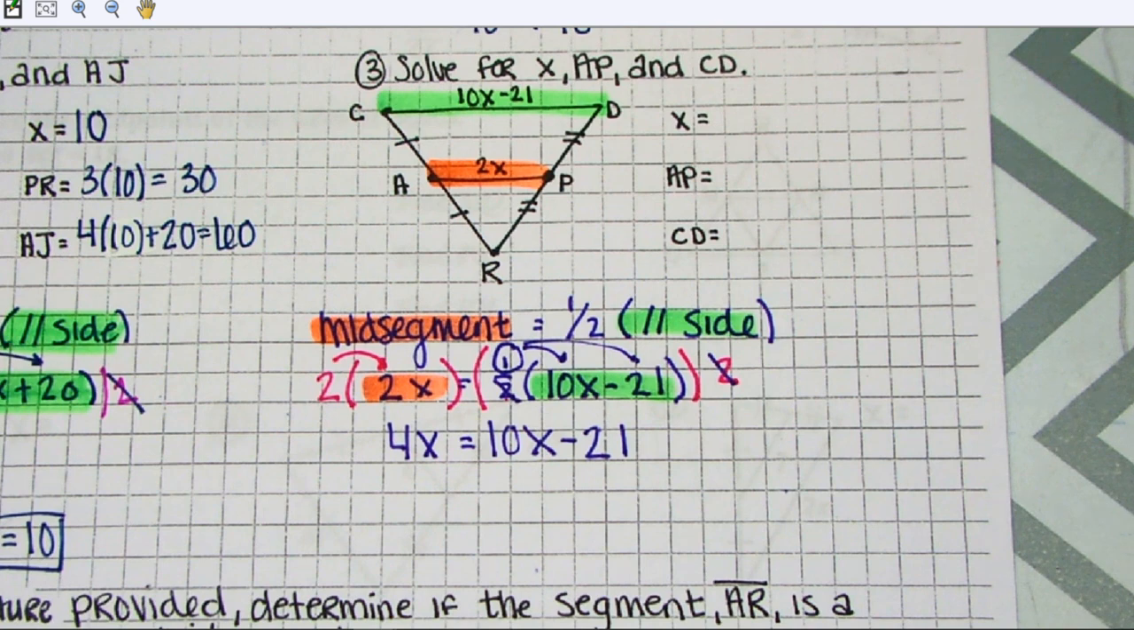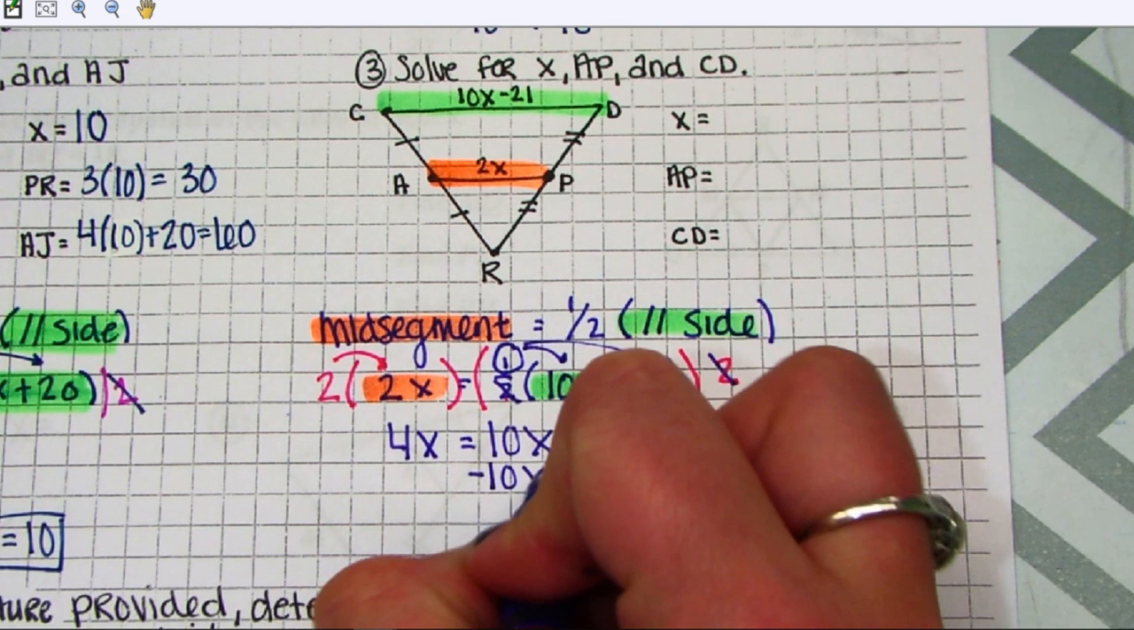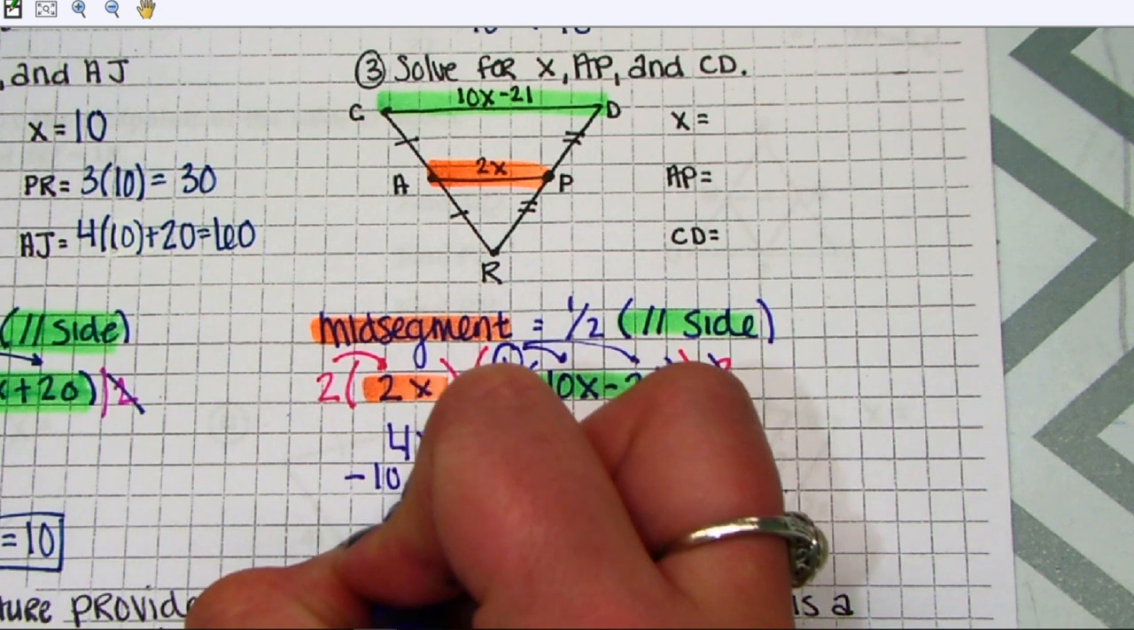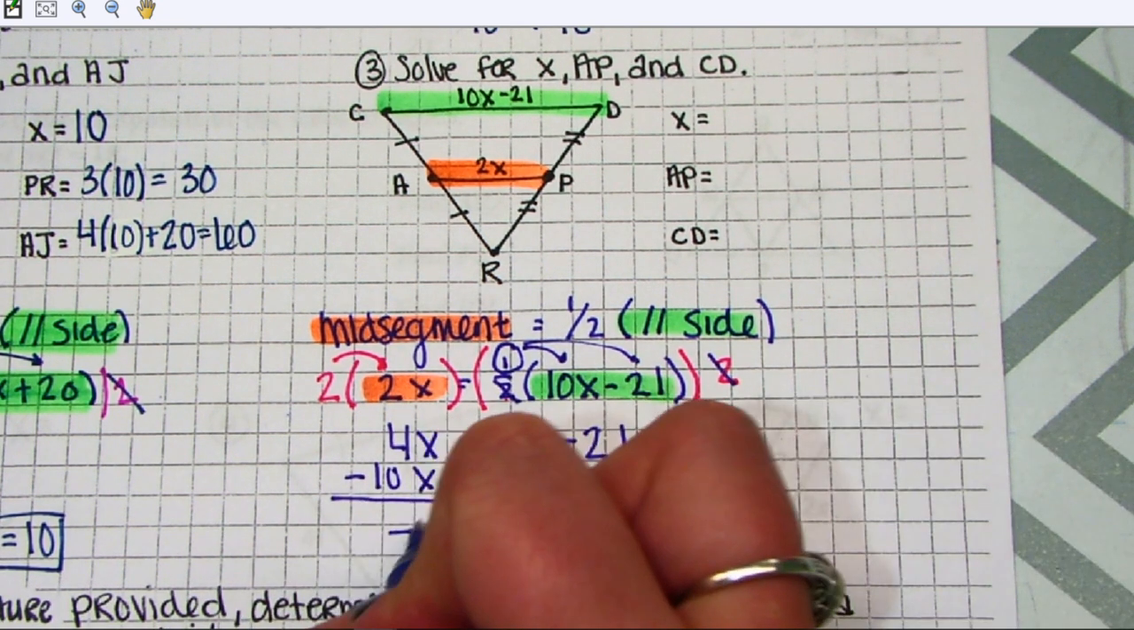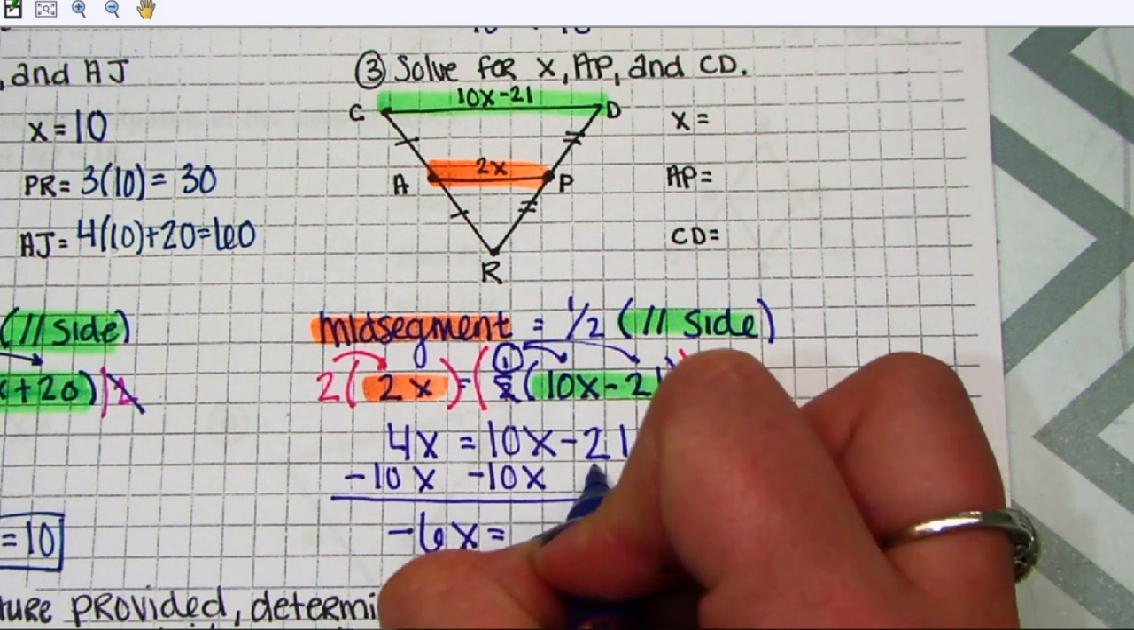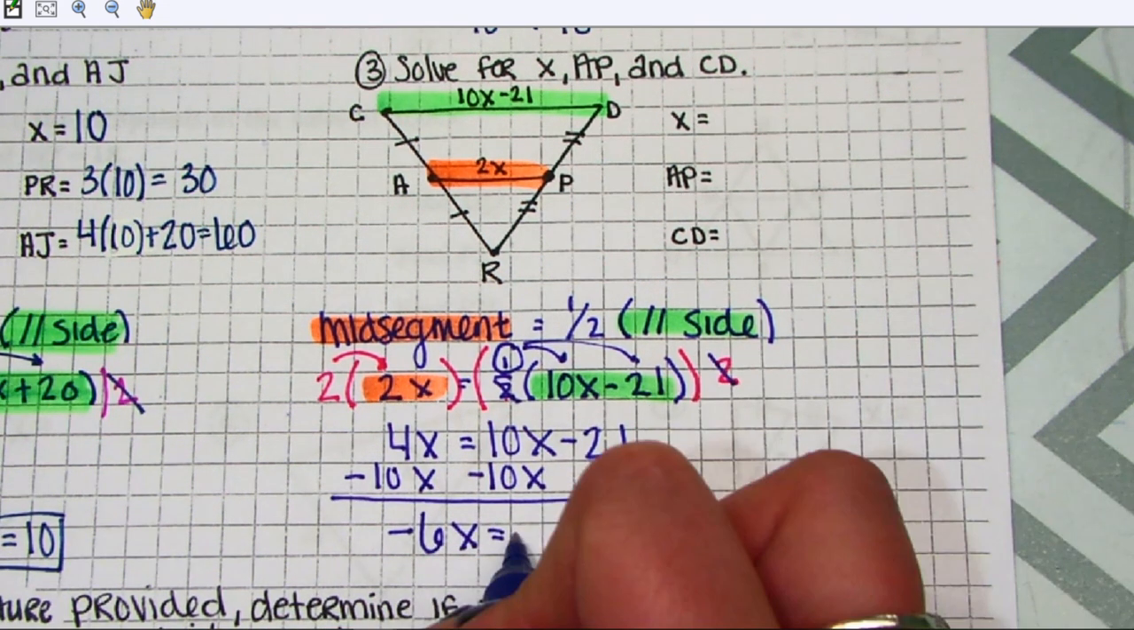This is where some of us got a little stuck. What should we do next? Okay, move the 10x. Now, don't move the 4x because if you move the 4x, you end up with nothing on the left-hand side. I don't want nothing. I need a number. So I'm going to move the 10x by subtracting it. Four minus 10 is negative 6. And I bring down my negative 21.